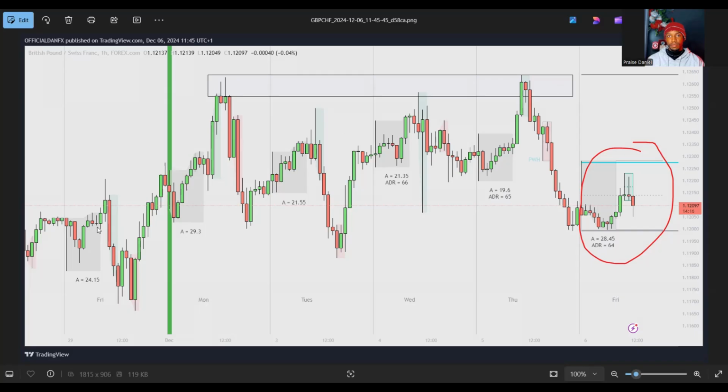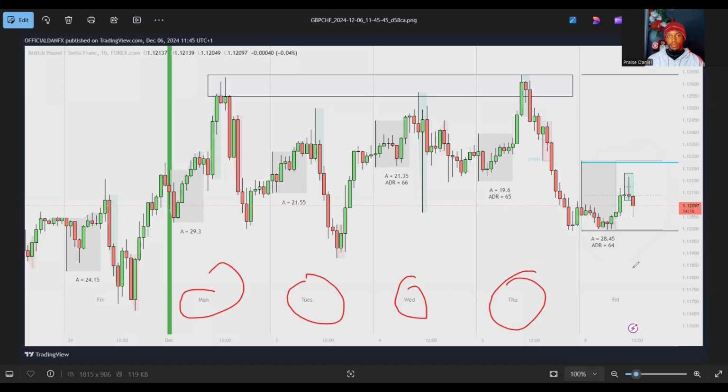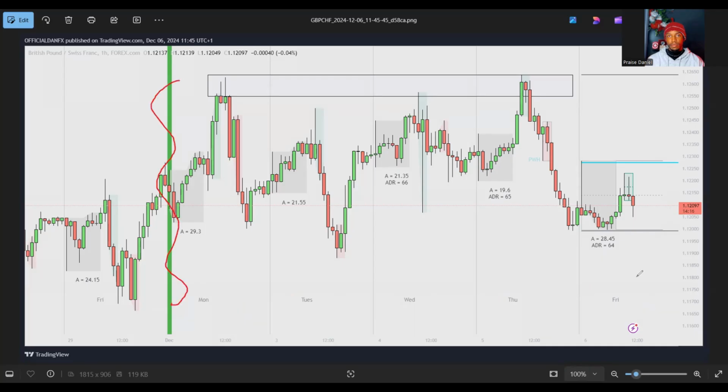The thing is, this is the pattern. You should be able to see it clearly. You can see Monday, Tuesday, Wednesday, Thursday, and Friday. All right. This is where the week started. This green line is where the week started. And currently we're on Friday, so the week is about to end. So we're in here. This is the entire week in one view.